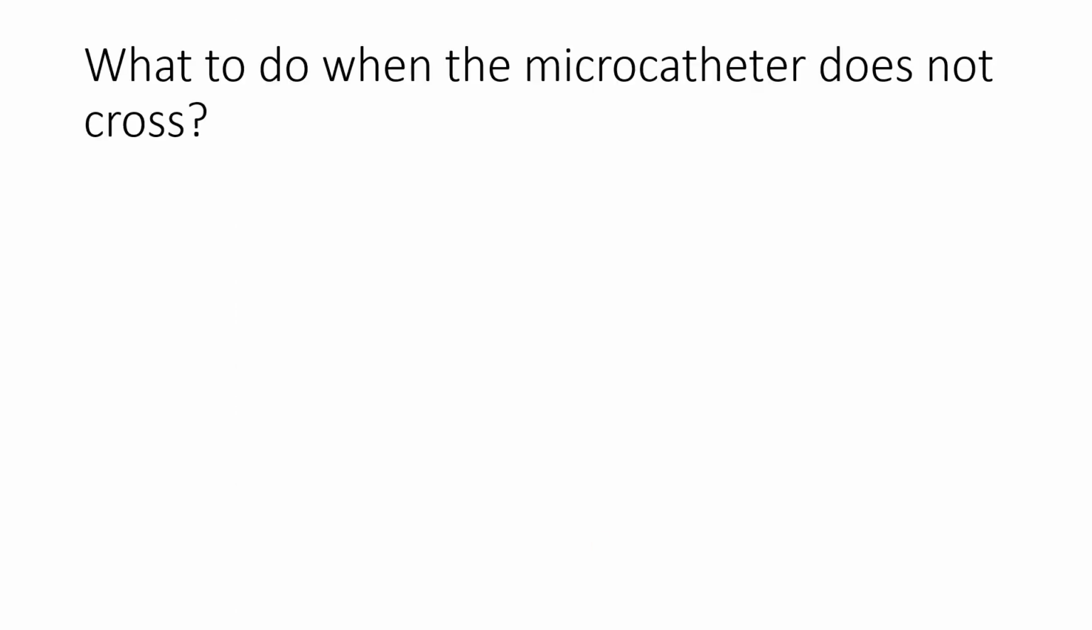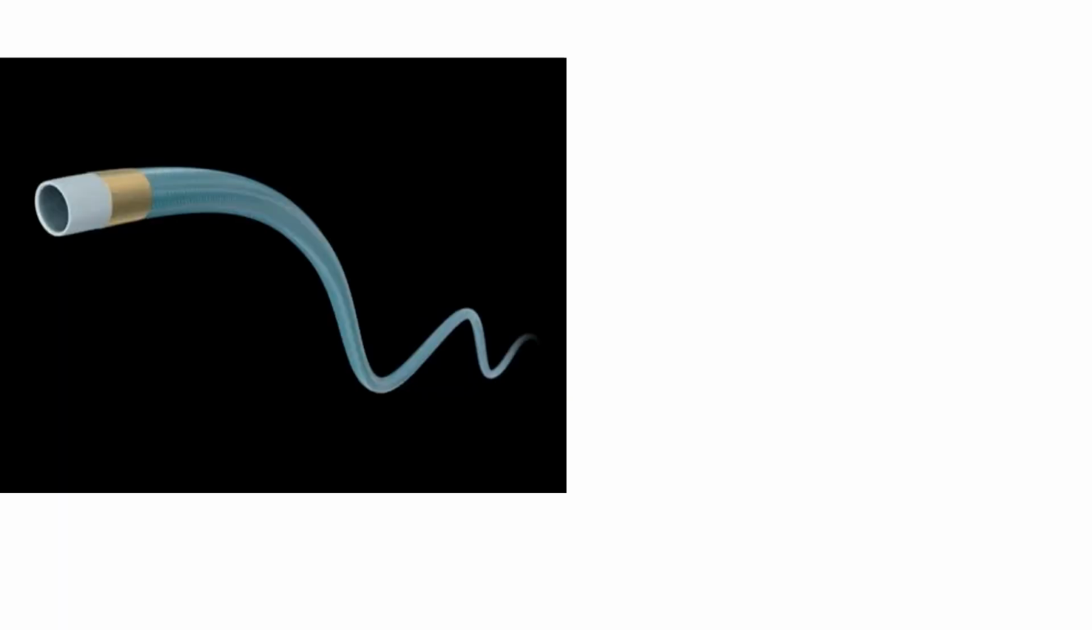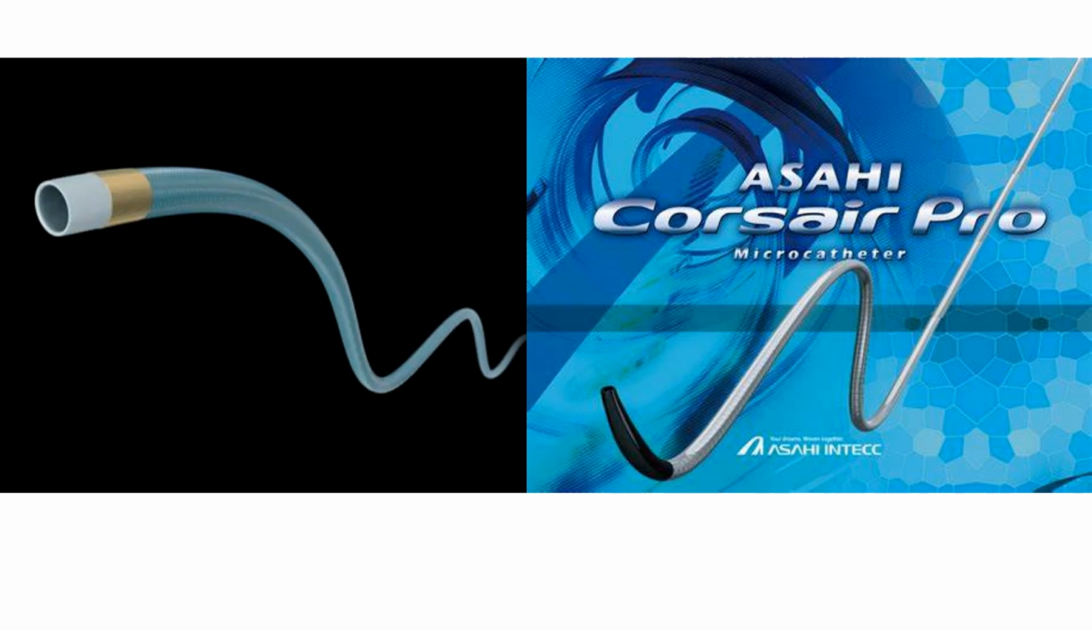So what to do when the microcatheter does not cross? We can increase the guide catheter support, or take a guide extension catheter, change the microcatheter, or do some anchoring. Although the Fine Cross MG catheter is a safe and a good microcatheter, it's not very pushable and is not torqueable. The Corsair has a tapered end and gives more support, and you can rotate it about 10 times in both directions, both clockwise and counterclockwise.